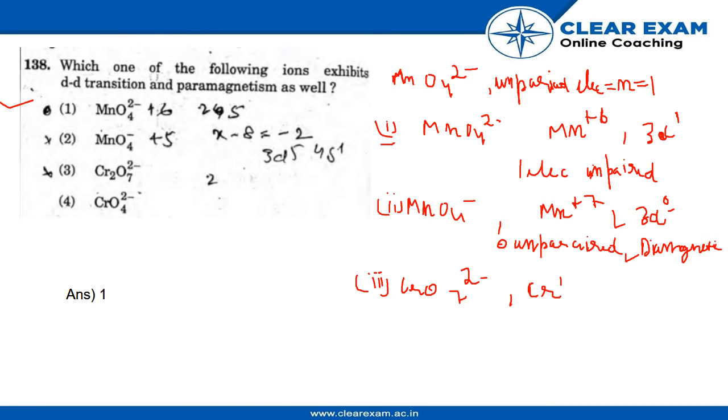Similarly, for the third, we're taking Cr2O7 2 minus. It has plus 6 oxidation, that is Cr plus 6. It has a configuration of 3d0, because Cr has 6 electrons in the d orbitals, and therefore d-d transition is not possible in this, and the same for the second and third. It is only possible in the first, because it is paramagnetic.